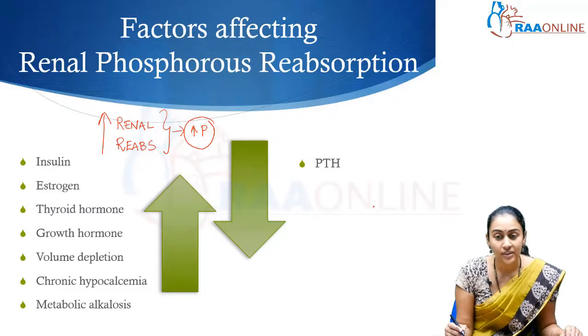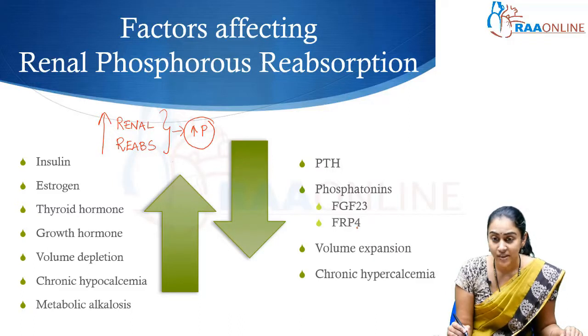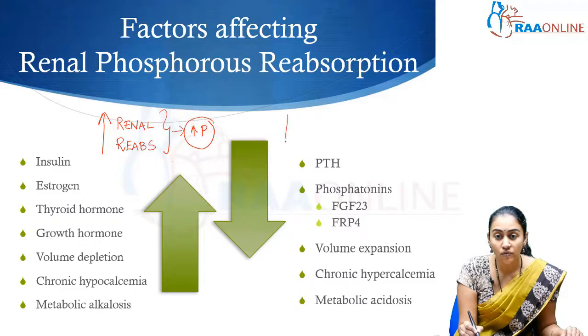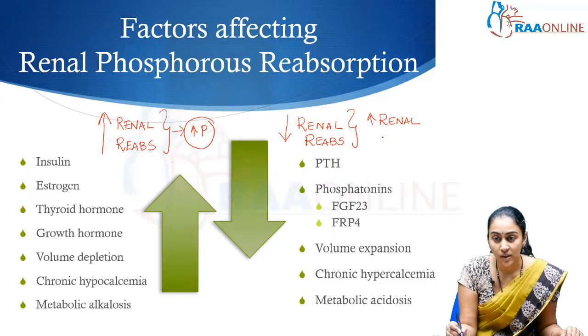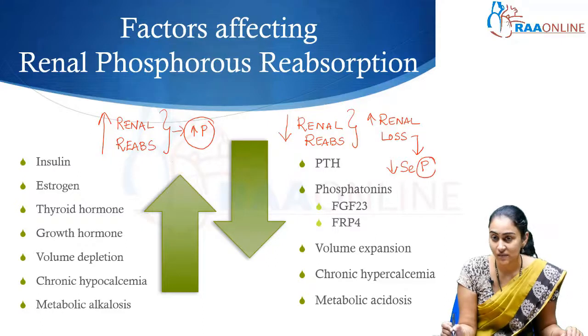Now, on the other hand, we have parathormone, phosphatonins like FGF23, frizzled-related protein 4, volume expansion, chronic hypercalcemia and metabolic acidosis, all of which decrease the renal reabsorption. That means in all of these situations, there is an increased renal loss, or renal wasting, of phosphate that results in decreased serum phosphorus levels.